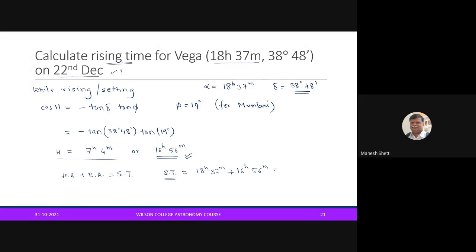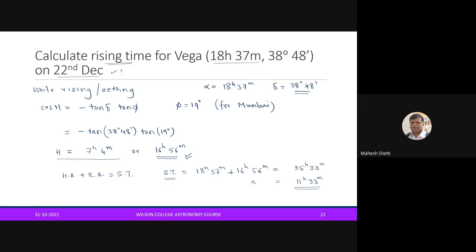Let me do the addition first. 56 minutes plus 37 minutes gives me 1 hour 33 minutes, because it is more than 60. So 1 hour 33 minutes, and 18 plus 16 gives me 34, plus 1 is 35. So this is 35 hours 33 minutes. I have to subtract 24 from this, because ultimately it has to be between 0 and 24 hours. So this becomes 11 hours 33 minutes sidereal time.